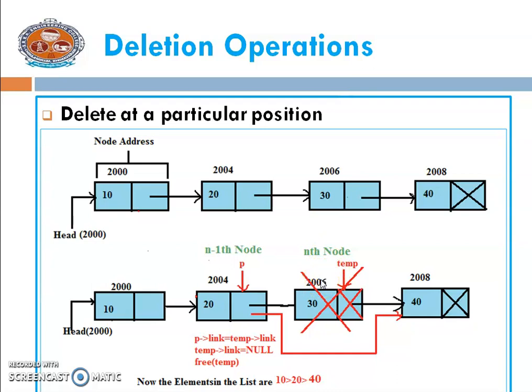To delete the nth node, p of link is equal to temporary variable of link, and temporary variable of link is equal to null, and free of temp. We are deallocating the memory occupied by the temporary variable after deletion. So after deleting the third node in the linked list, the elements in the list are 10, 20 and 40 respectively.